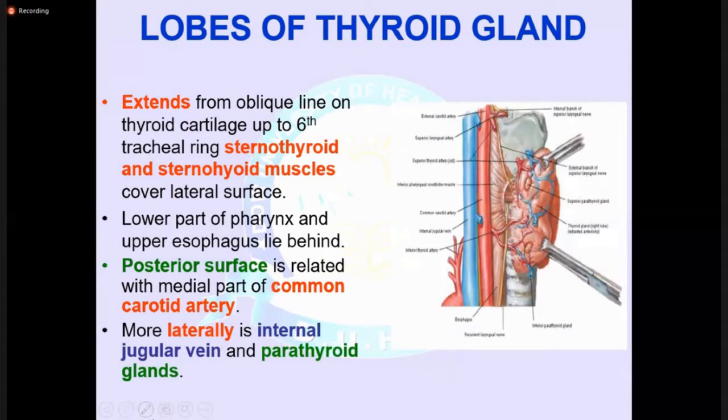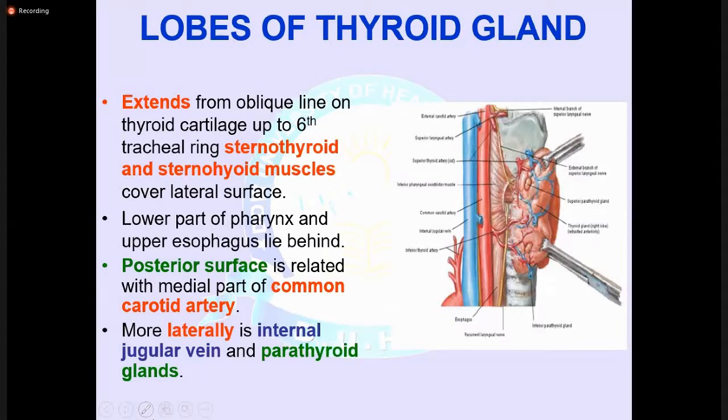The thyroid gland extends from the oblique line on the thyroid cartilage. Since it's anterior to the thyroid cartilage, you have an oblique line on the thyroid cartilage, down to as low as the sixth tracheal ring. That is the lobes of the thyroid gland, and the isthmus is a bit higher. Therefore, the isthmus lies between the second to the fourth tracheal rings, whereas the lower lobe is farther down.